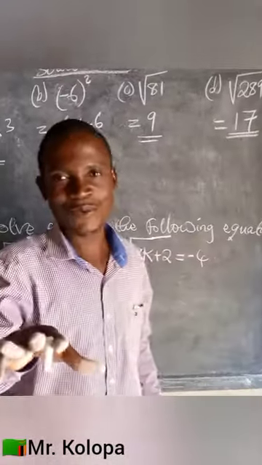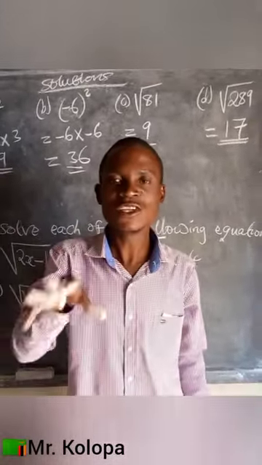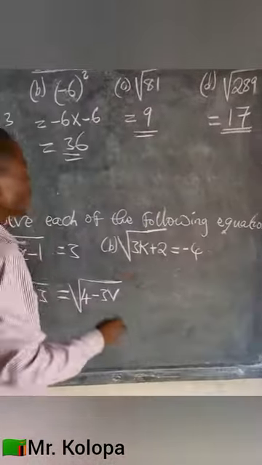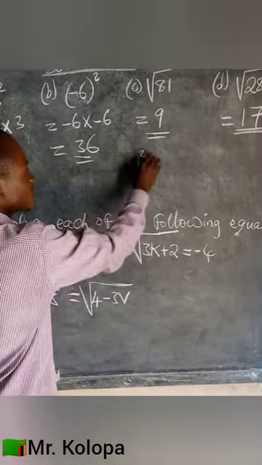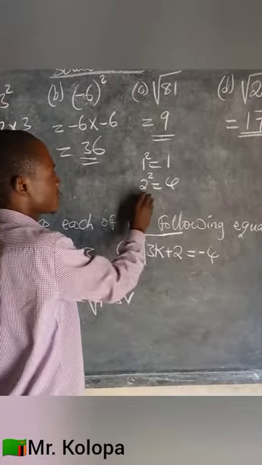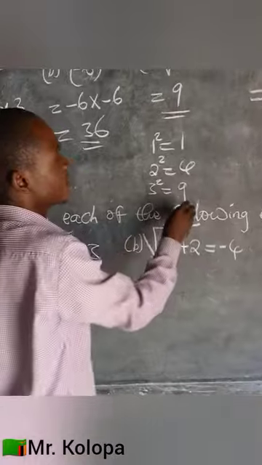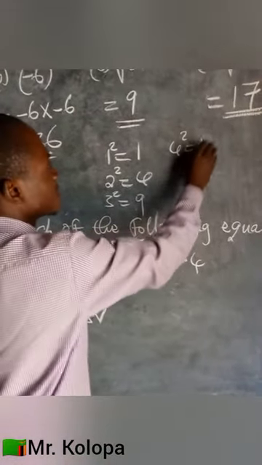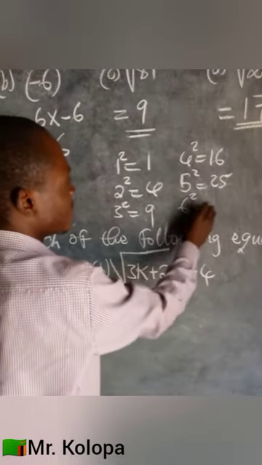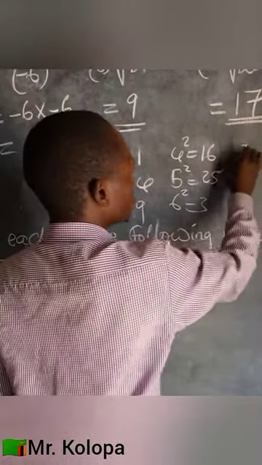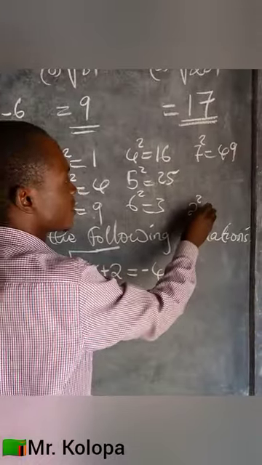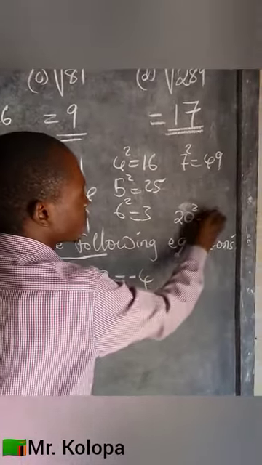But just to help a student out there, how can you find the square root? I would like you to go and master this. Make sure that you master the squares: 1 squared is 1, 2 squared is 4, 3 squared is 9, 4 squared is 16, 5 squared is 25, 6 squared is 36, 7 squared is 49. Then you go up to 20 squared, which will give you 400.